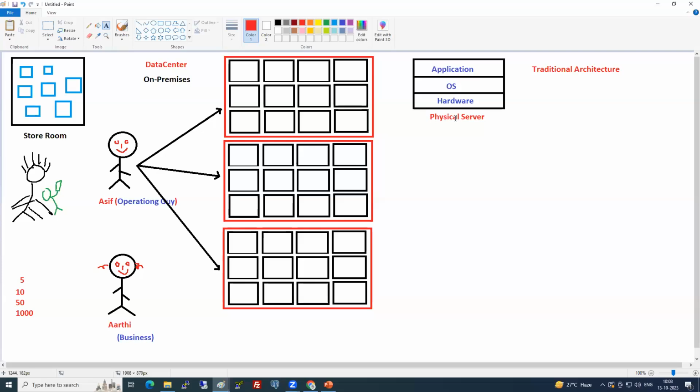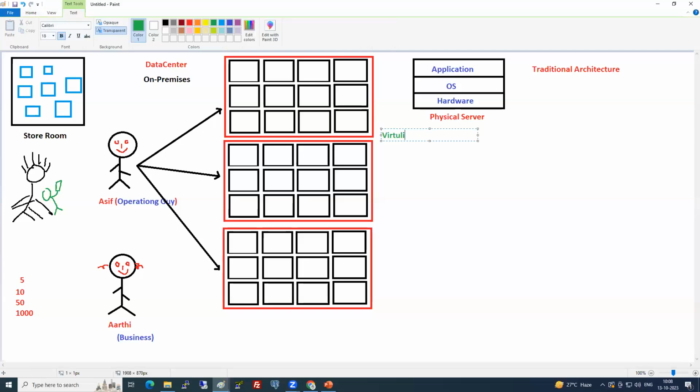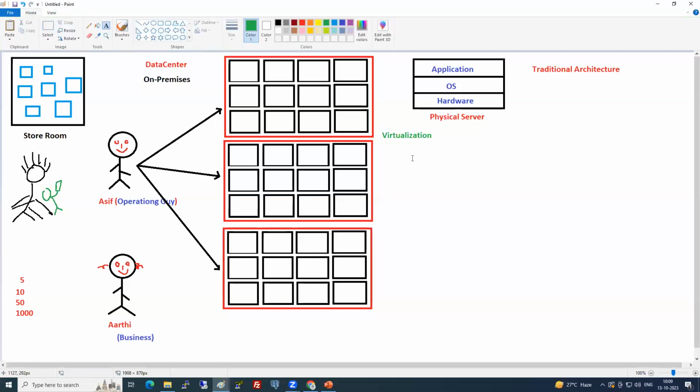So now, when he's surfing on the internet, he got to know one technology. What is that? We call it virtualization. Very important. So he saw virtualization on the internet, and he started reading about what this virtualization is, and this is how it is.